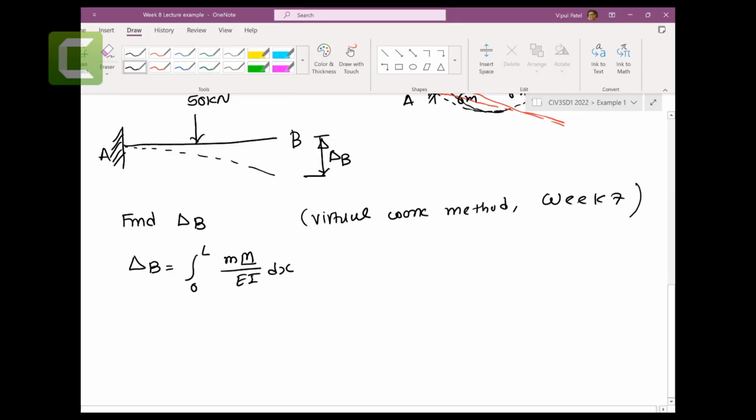So this is the real structure, and this is the virtual structure. Let's do the real structure first. Capital M we're going to find. Let's say this is 50 kilonewtons. This is A, this is B, 6 meters, 6 meters. Let's make 2 cuts, cut number 1 and cut number 2. Let's make cut number 1 from here to here.